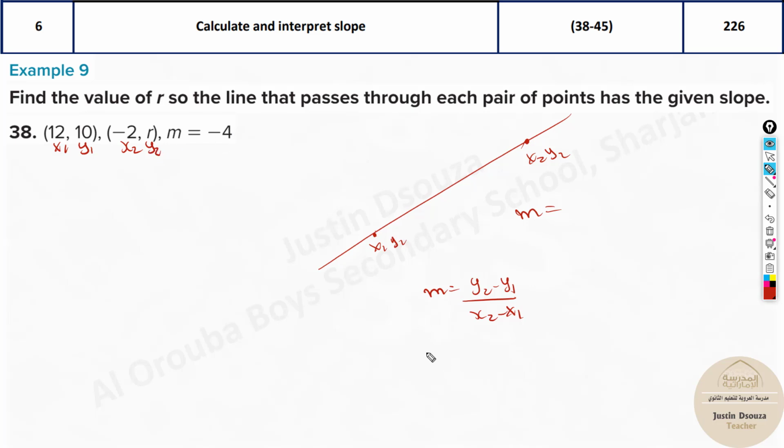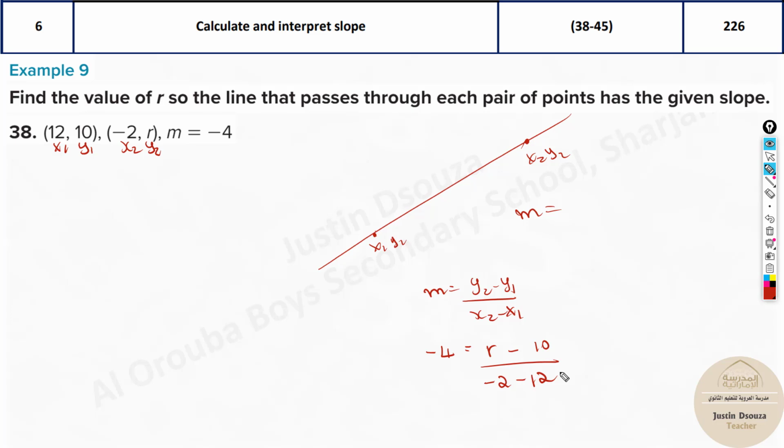So substitute everything. Say m is minus 4 equals, what is y2? Unknown value r, sorry for that. It's r minus, what is y1? It's 10 divided by, what is x2 minus x1? It's 2 minus 2r. Now all you need to do is solve it and get the answer.